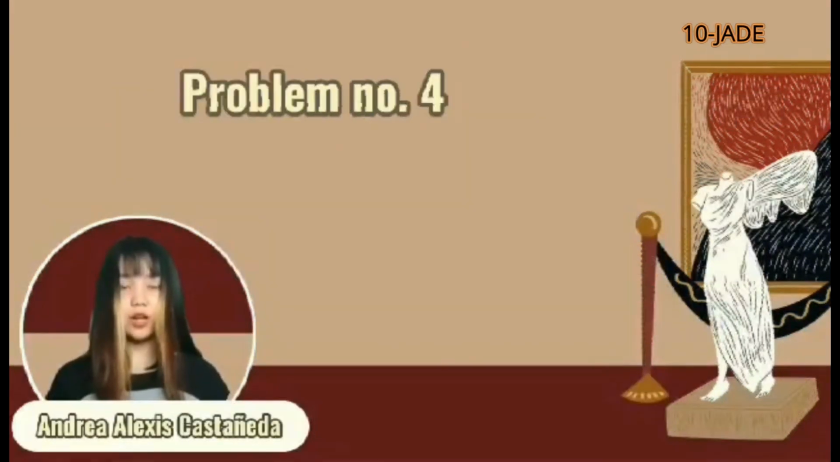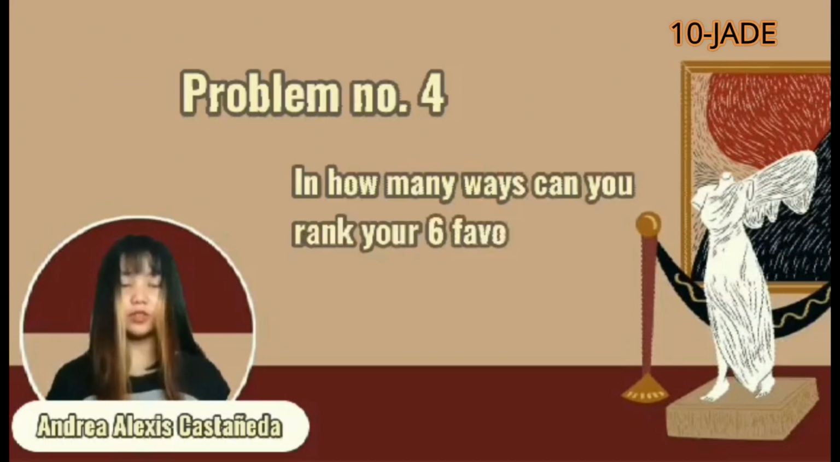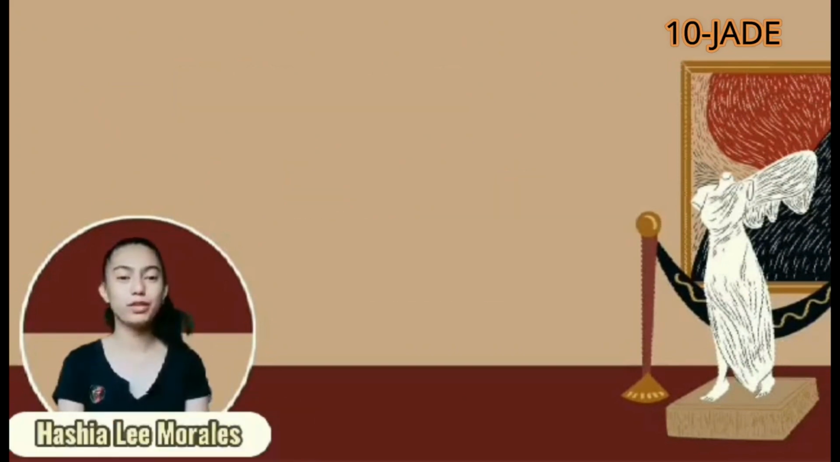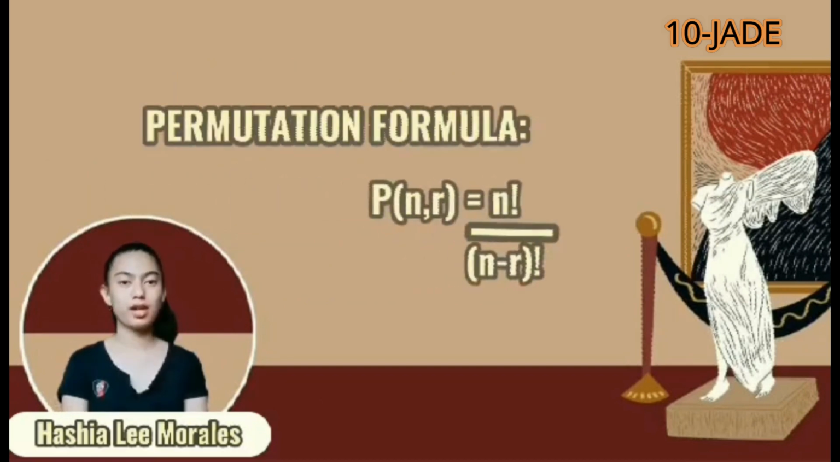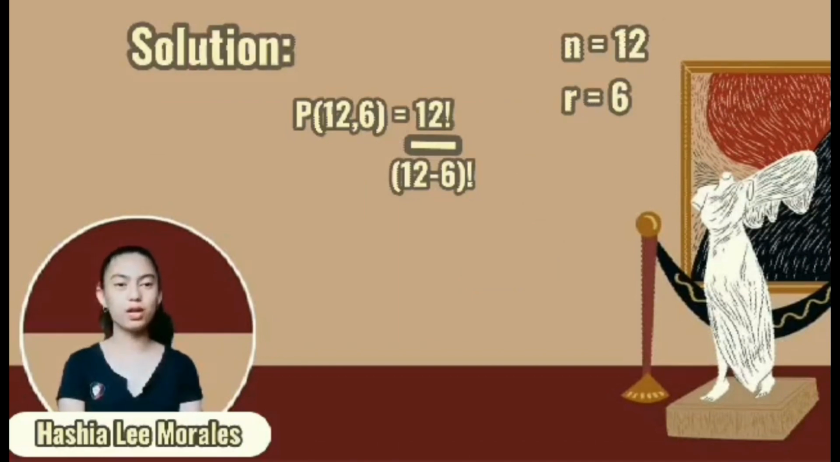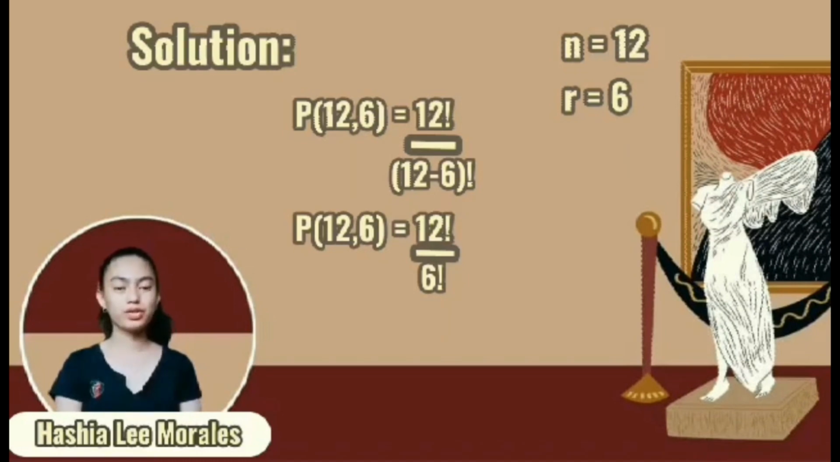Problem number 4. In how many ways can you rank your 6 favorite movies from a list of 12? This is an example of permutation, so let us use the formula for permutation. N is equal to 12 and r is equal to 6. Let us solve the 12 minus 6. So 12 minus 6 is equal to 6 factorial. Then let us copy the 12 factorial from the numerator. So now we have 12 factorial over 6 factorial.